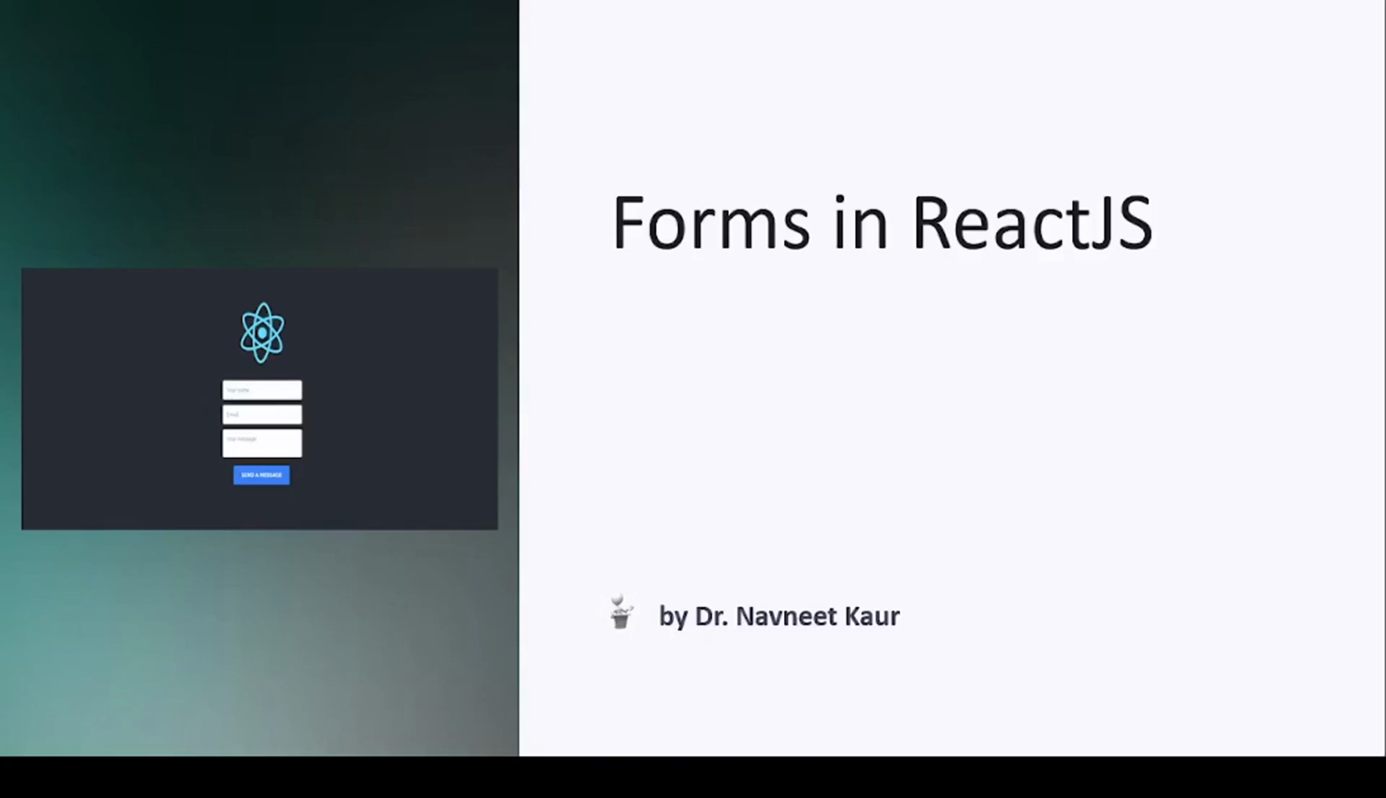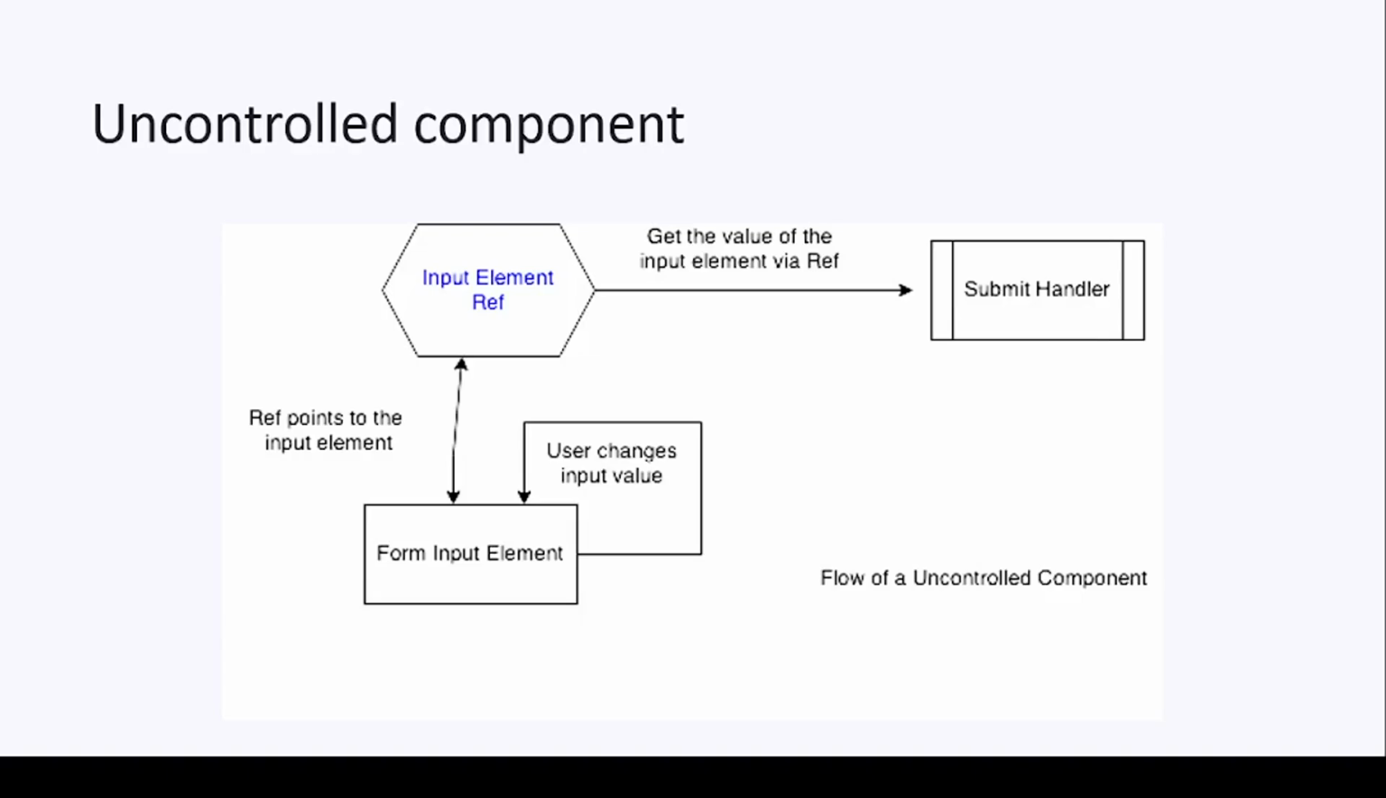This is the second part of form handling in ReactJS, and in this we are going to study and implement the uncontrolled component in form handling. This is how it works. We have a form input element where the user enters the data. In an uncontrolled component, the user field does not store its value in the React state. Instead, it maintains its own state internally.